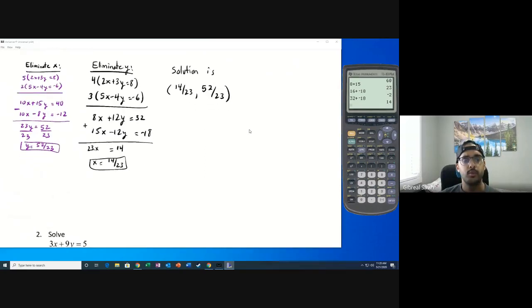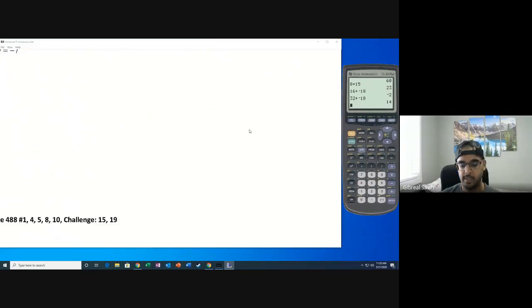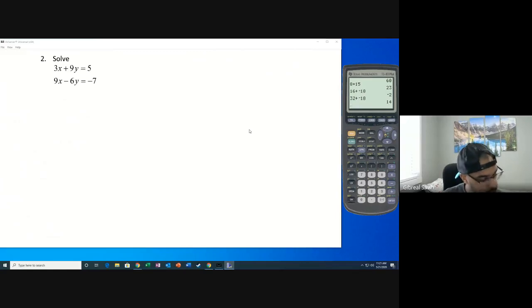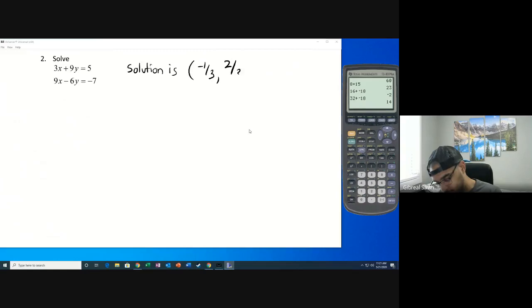Okay, I won't do the bottom one for the sake of it being very much the same. I will give you the answer though. That way you have a way of checking and trying it out. So the solution is negative 1/3, comma 2/3. A little bit nicer fractions to work with. But there you have it.